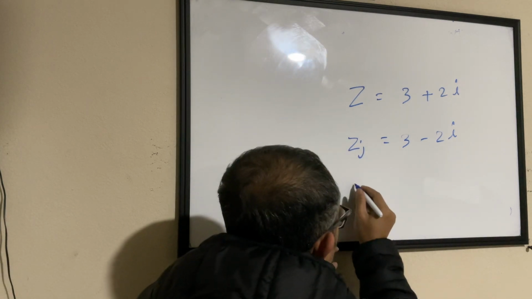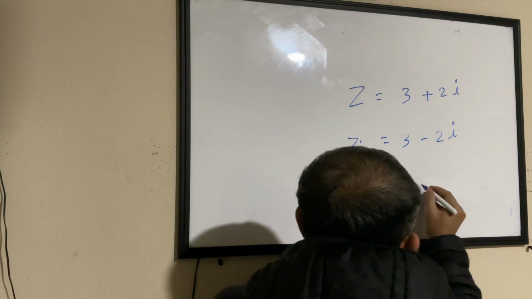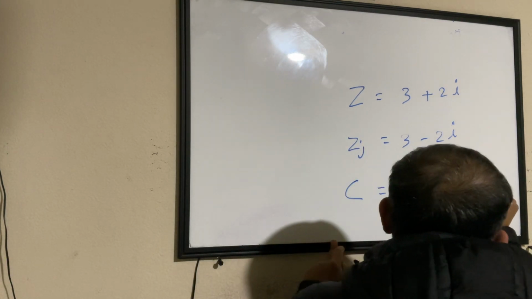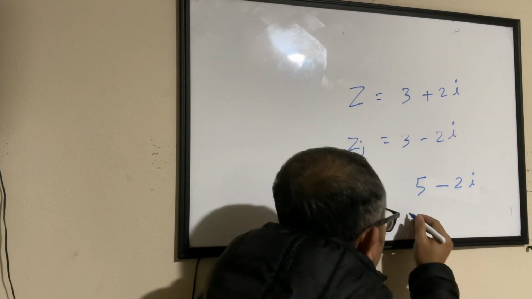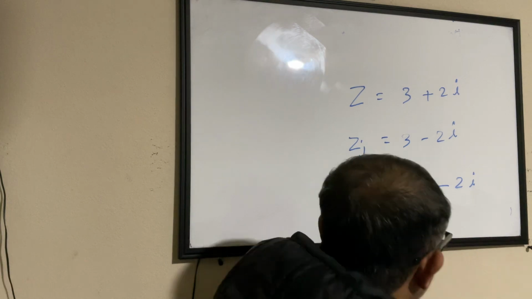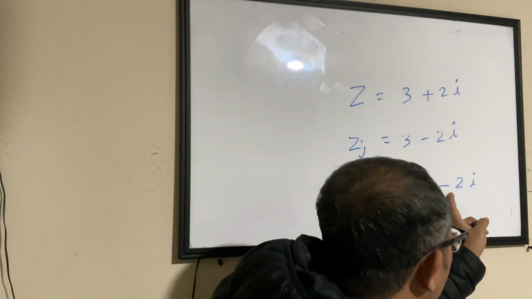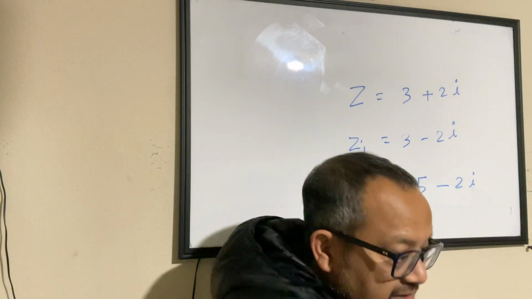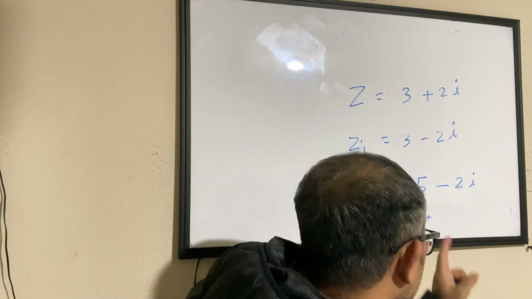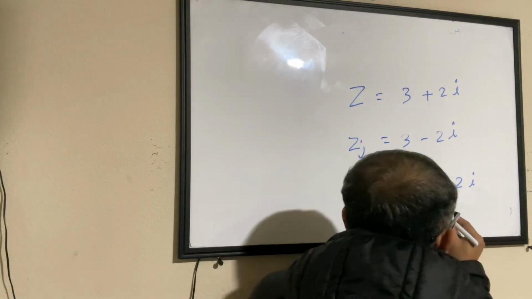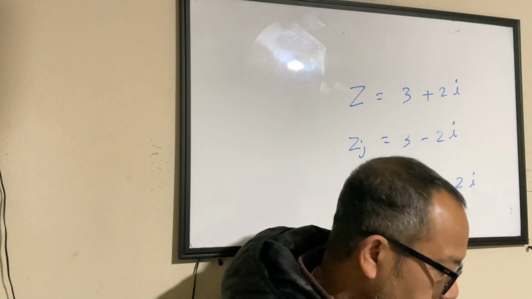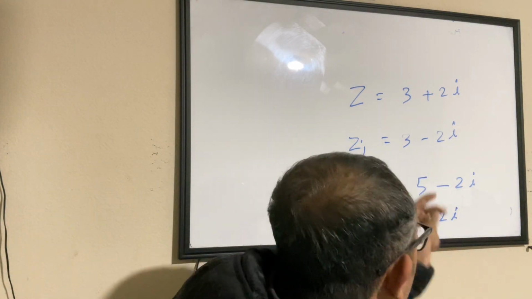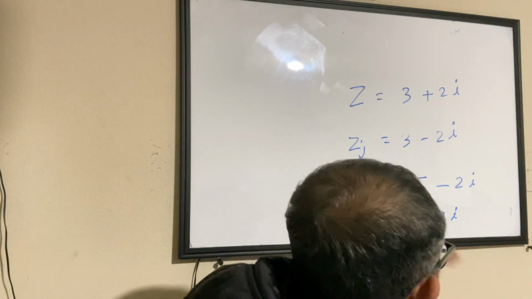If I have complex number c as 5 minus 2i, the conjugate of this complex number would be 5 plus 2i. The real part doesn't change, only the sign of the imaginary part changes. It reverses from plus to minus, minus to plus. So that's what is conjugate.